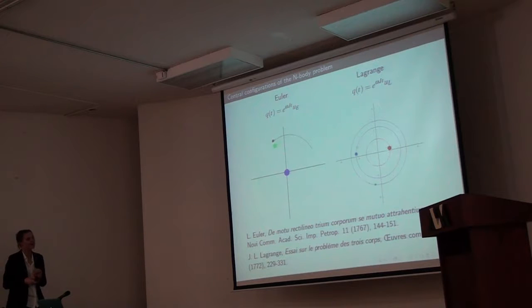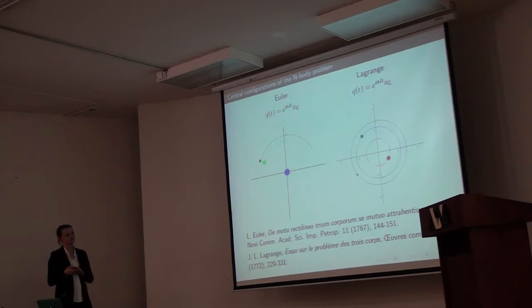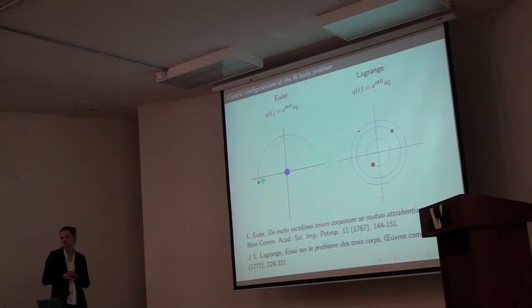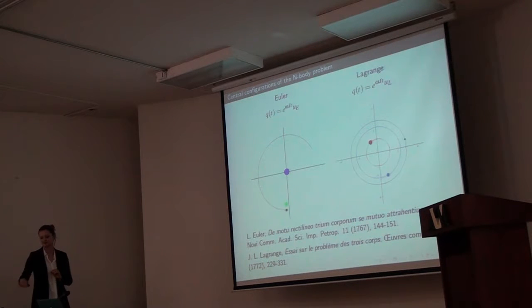And the second known central configurations were given by Lagrange in 1772, and they are three particles located at the vertices of the equilateral triangle. And this is an example of relative equilibrium, which comes from the central configuration of Lagrange. So we have three particles, and they are located at the vertices. And here it is the same.